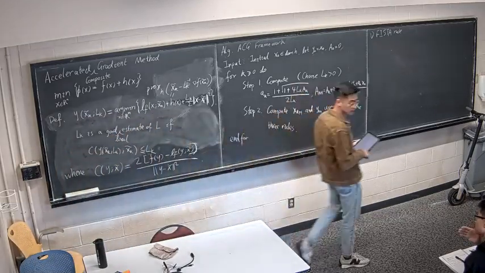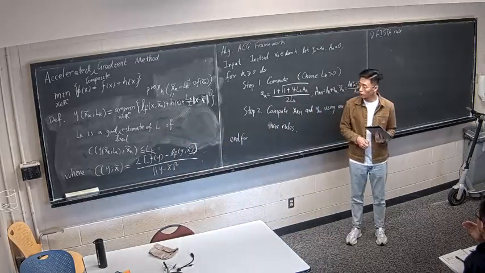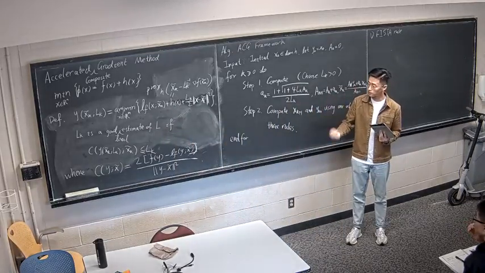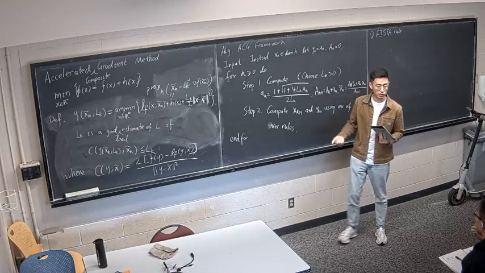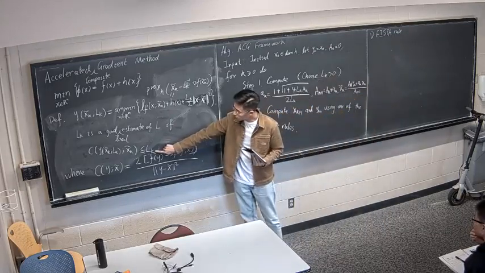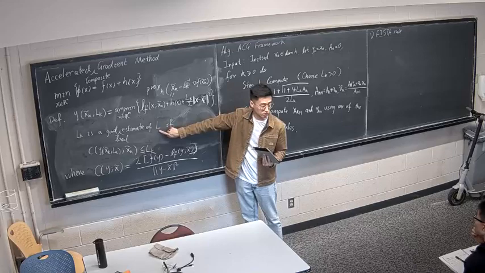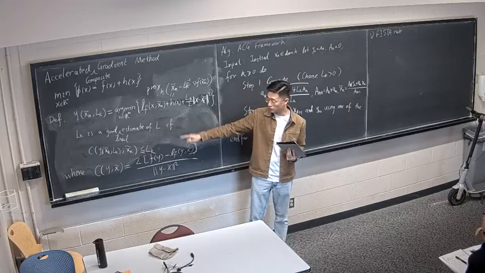We want the L to increase. You begin from a small L until some large L. So in the end, if this L is close to this capital L, just L without K, it should be fine, right?